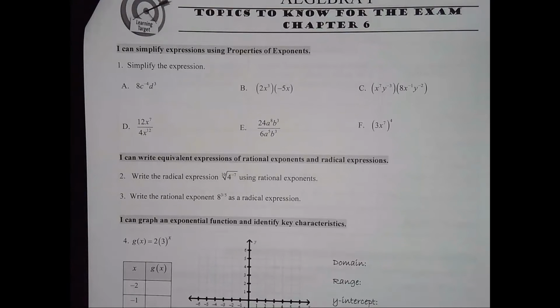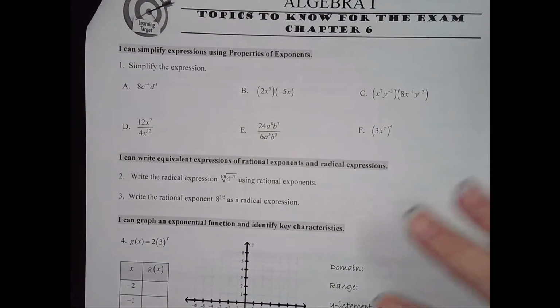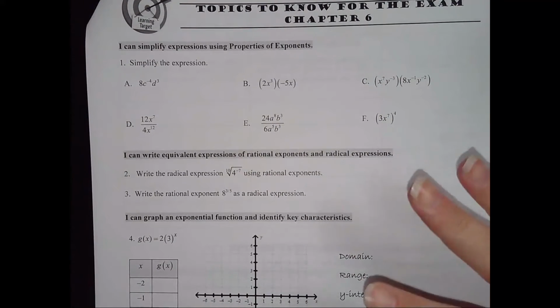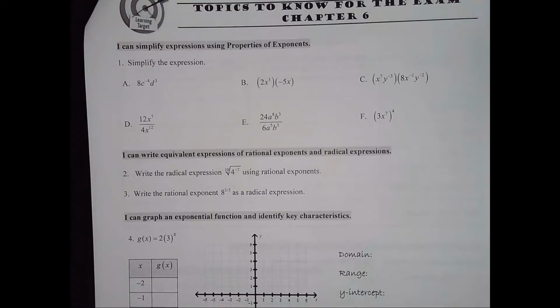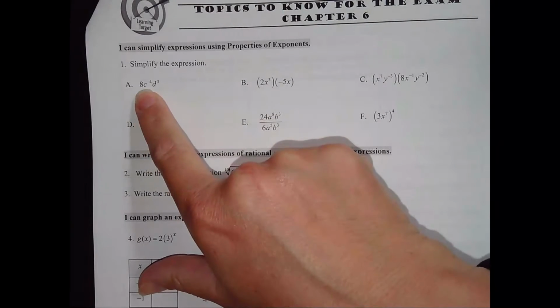So for chapter 6, we started the chapter with exponent rules. There were a couple of different exponent rules that we did. We did multiplying, dividing, and then we also did the power to a power, but we also just simplified.